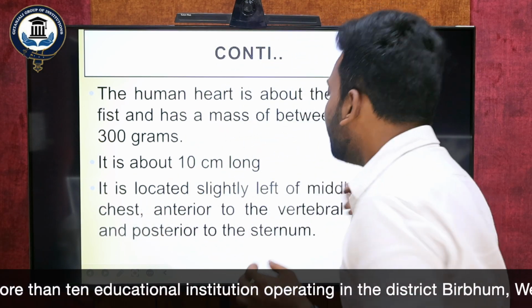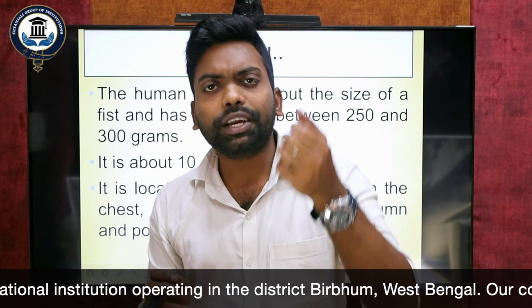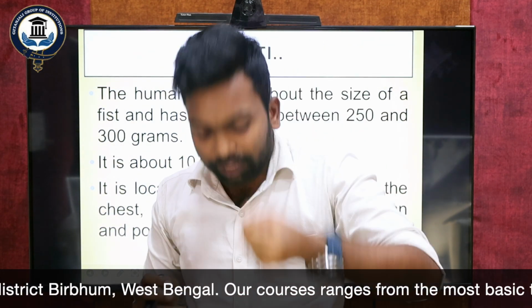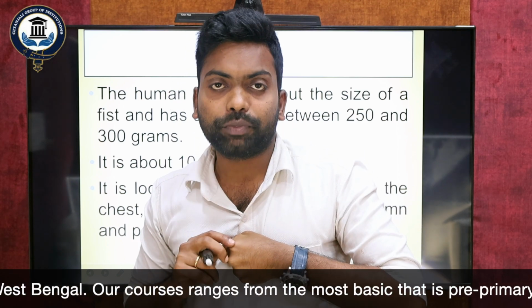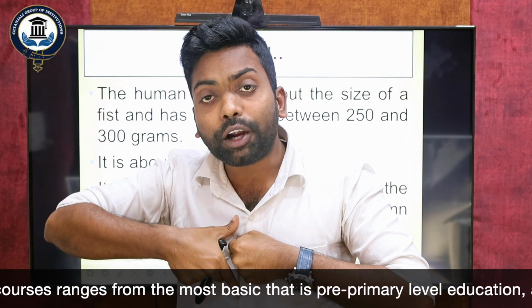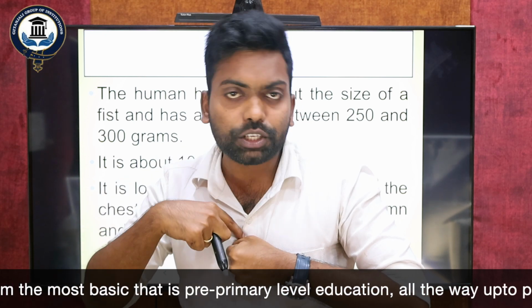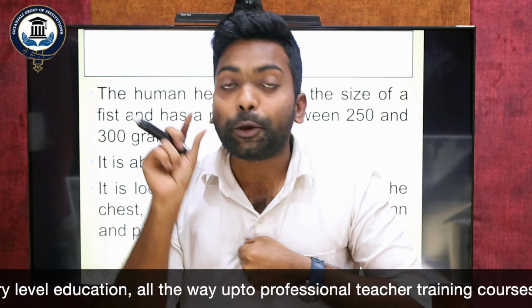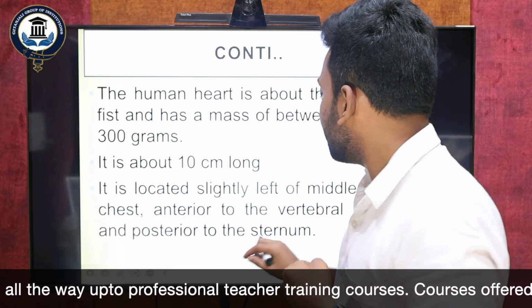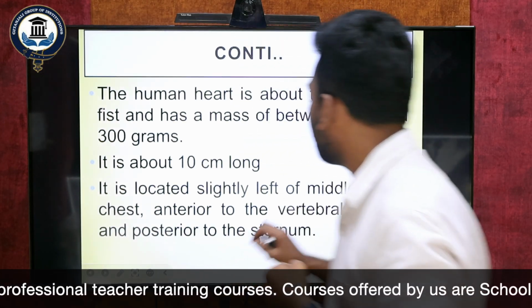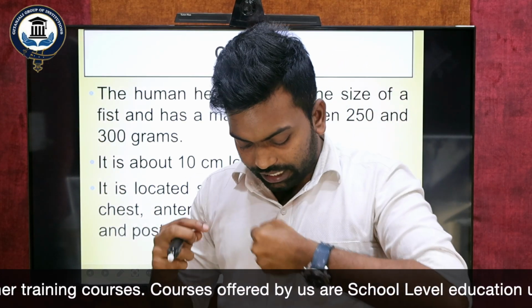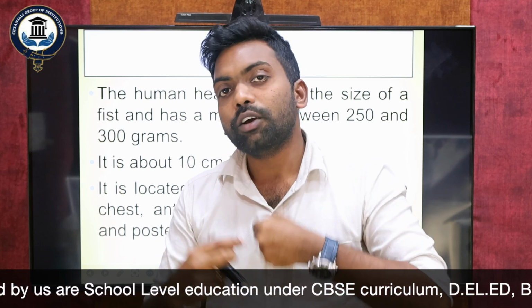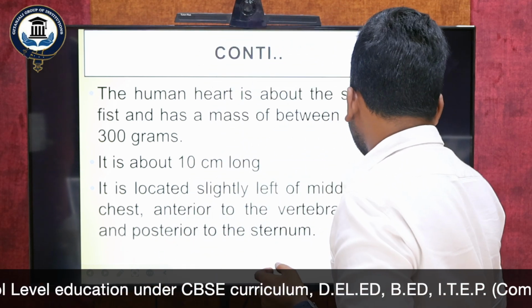And next is the location. As I said, you feel your wrist is your heart, so this is how it looks like your heart. The exact location is the mediastinum, in between the lungs. The middle point of the sternum is called the mediastinum. The mediastinum is the exact location of the human heart, but it is slightly located on the left side.